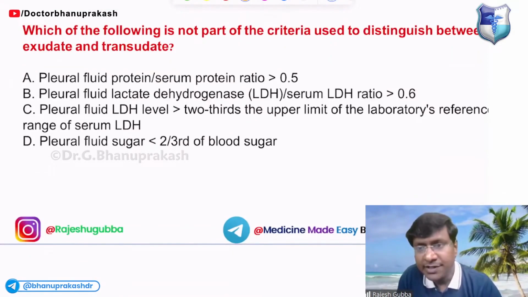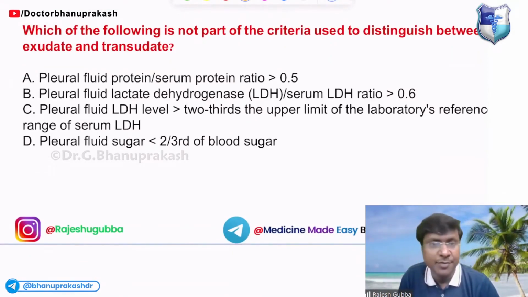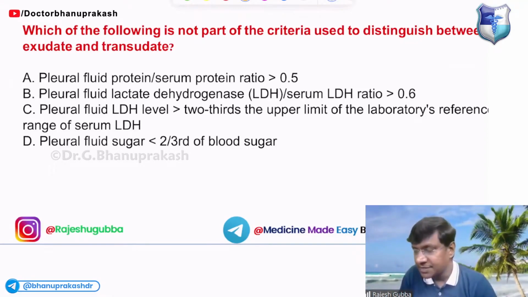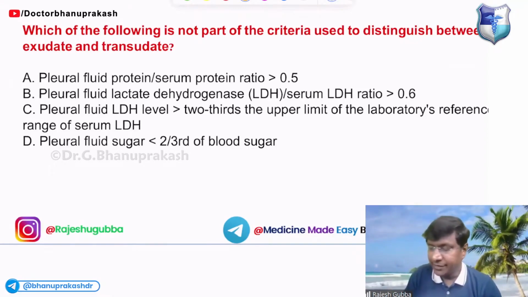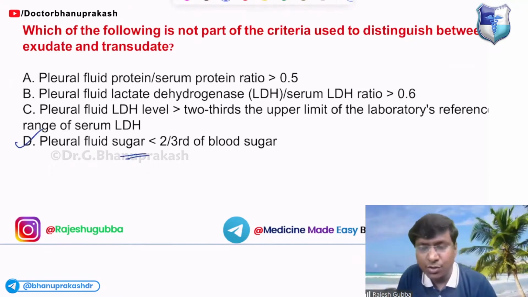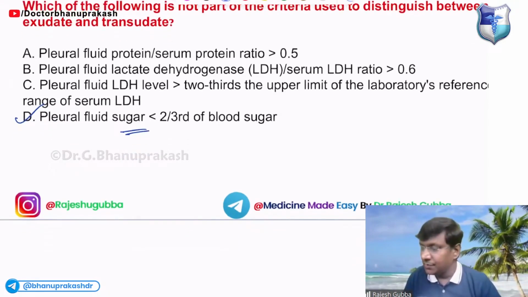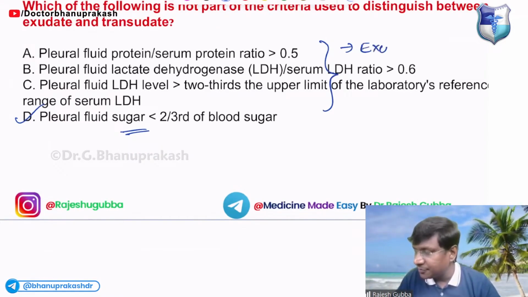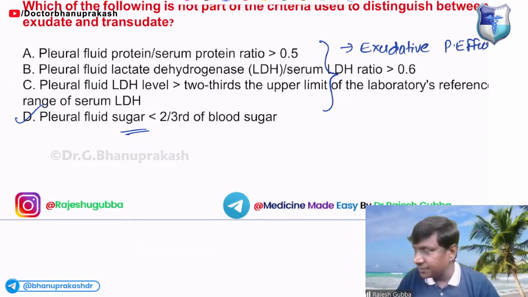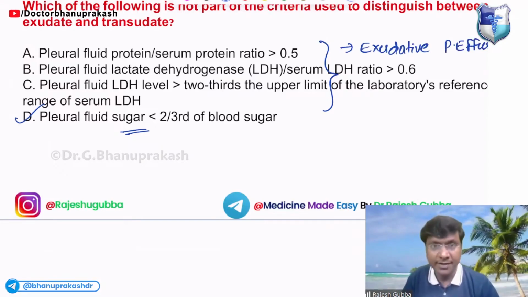Which of the following is not a part of the criteria used to distinguish between the exudative and transudative type of pleural effusion? The next topic for discussion will be pleural effusion. Very good, Rishi Gautam. The pleural fluid LDH, less than 2/3 of the blood glucose, will not help you to distinguish between exudative and transudative. Whereas these 3 criteria are the features of the exudative type of pleural effusion, right?